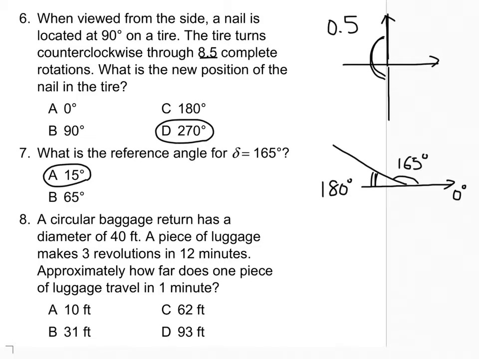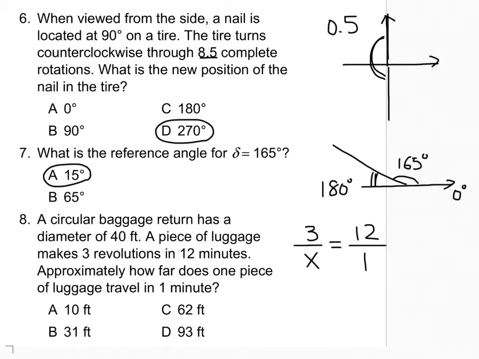Number 8. A circular luggage return has a diameter of 40 feet. A piece of luggage makes 3 revolutions in 12 minutes. Approximately how far does one piece of luggage travel in 1 minute? So basically we need to know how many revolutions it travels in 1 minute. If it takes 12 minutes to rotate 3 rotations, how far would it rotate in just 1 minute? So 3 to 12 equals x to 1. I don't know how many revolutions.